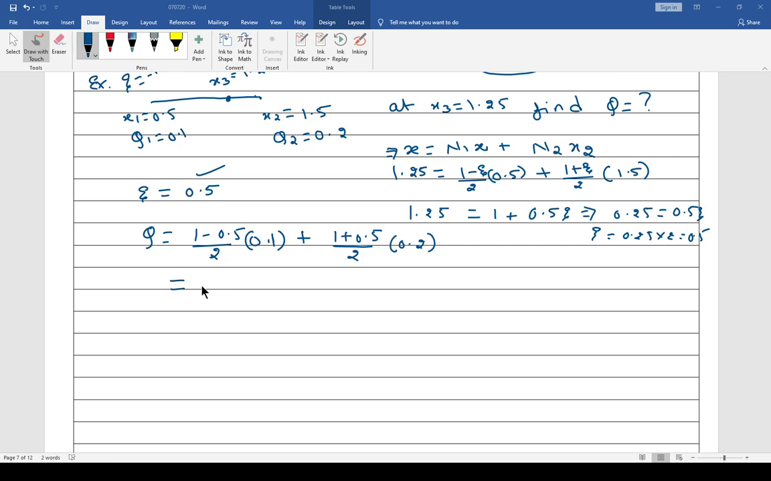0.175, so this is my answer. This is how you can also solve a simplified problem. In certain cases a tricky problem may appear, and in that case you have to solve the problem in this way and then move ahead. So this is just one combination which we are trying to explain to you.